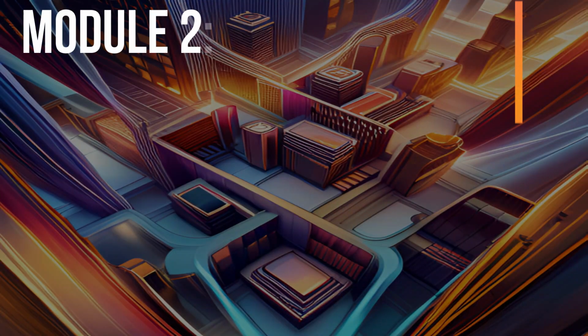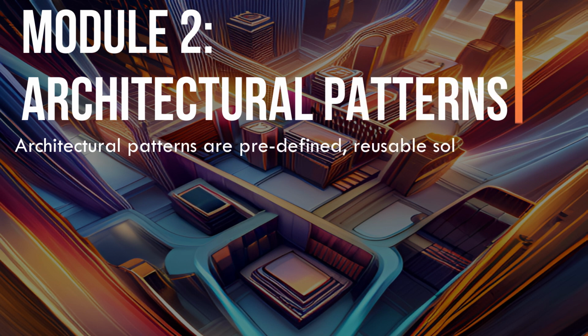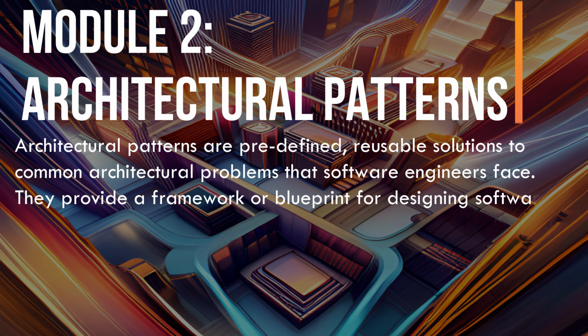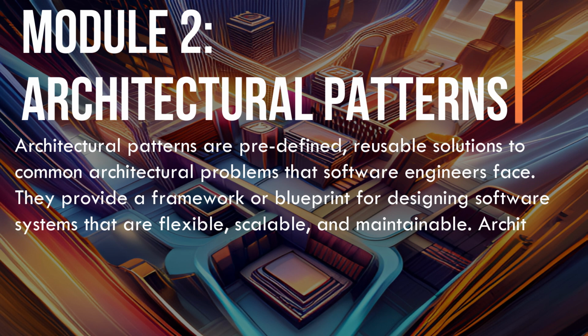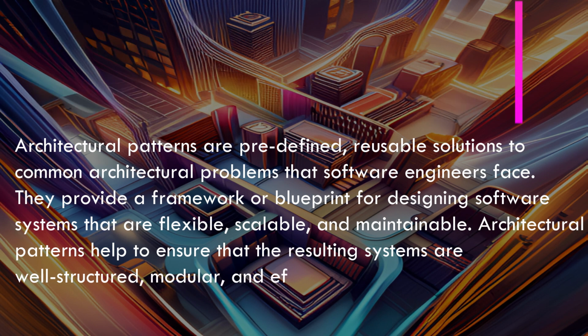Module 2, Architectural Patterns. Architectural patterns are predefined, reusable solutions to common architectural problems that software engineers face. They provide a framework or blueprint for designing software systems that are flexible, scalable, and maintainable. Architectural patterns help to ensure that the resulting systems are well-structured, modular, and efficient.